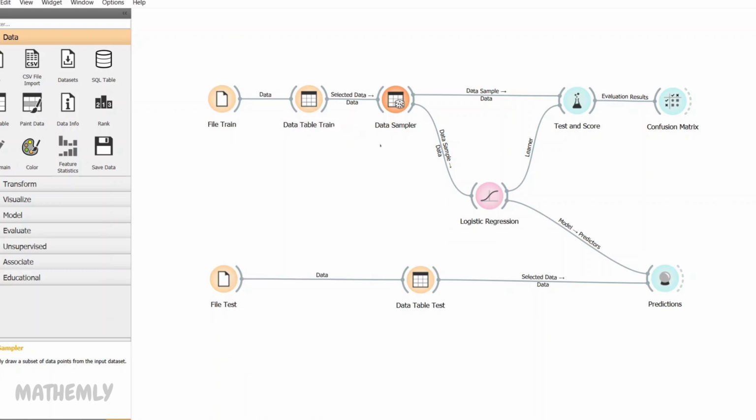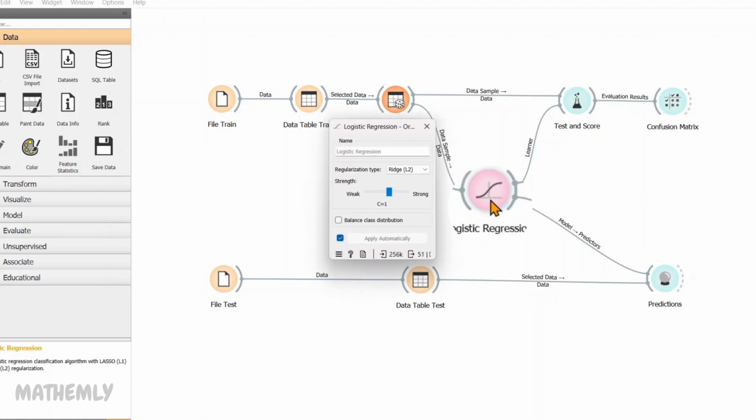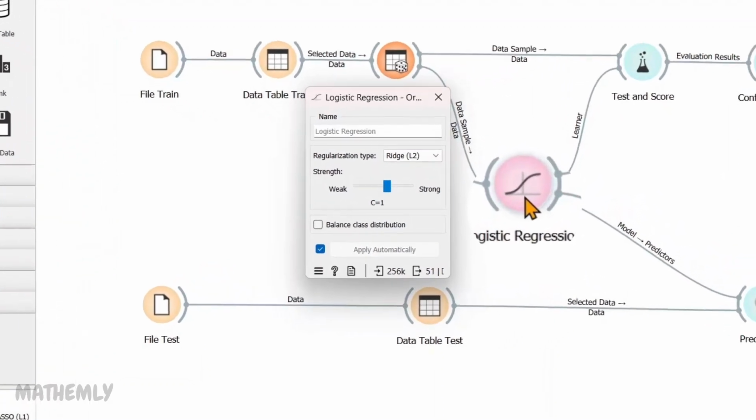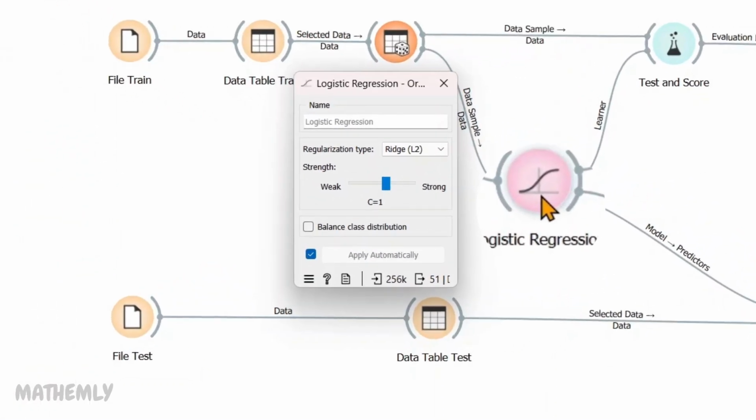With the features selected, I have added the Logistic Regression widget. This is a classification model that predicts whether a person has heart disease based on various health indicators. Logistic regression works by analyzing patterns in the data and estimating the probability that an individual falls into one of the two categories: having heart disease, yes, or not having heart disease, no.